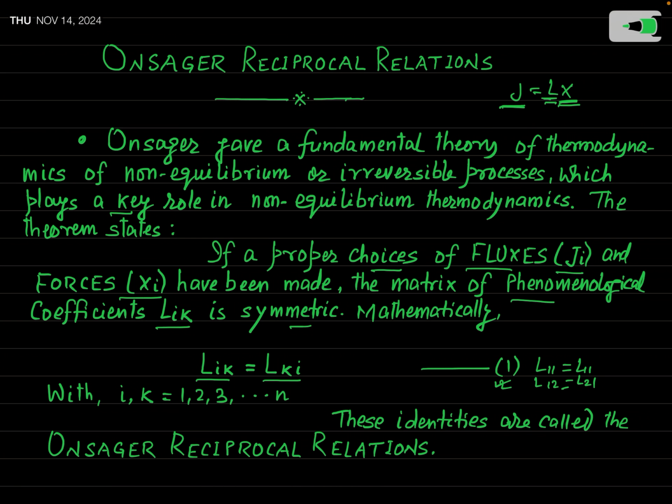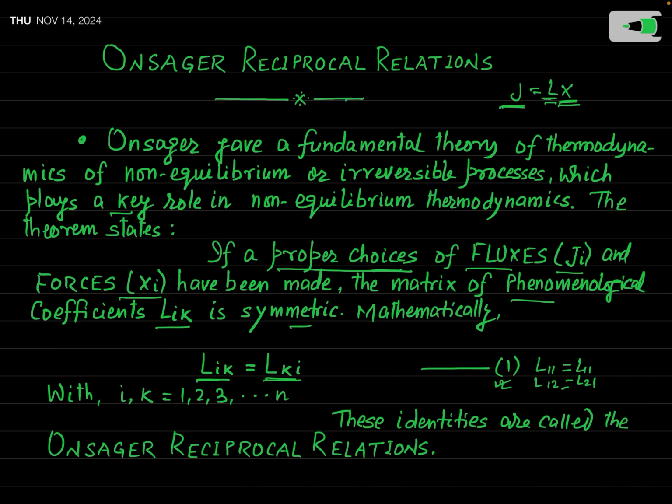Now, our aim is to explain this theorem. You can mark that I have written in this statement that when a proper choice of fluxes and forces is made, then the matrix of the phenomenological coefficients obeys this mathematical law. So first of all, we will explain what we mean by proper choice of fluxes and forces.